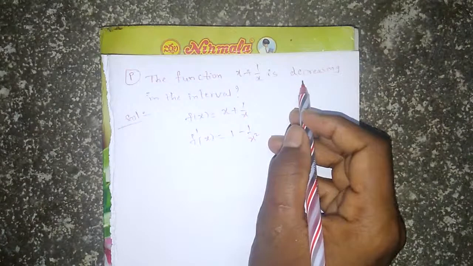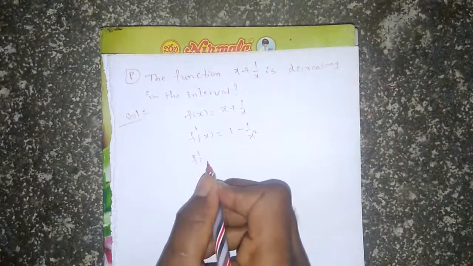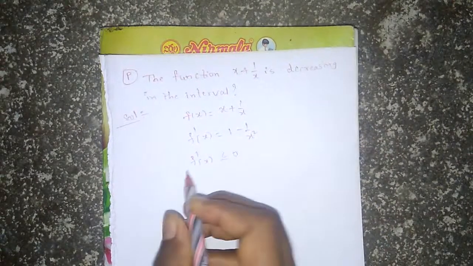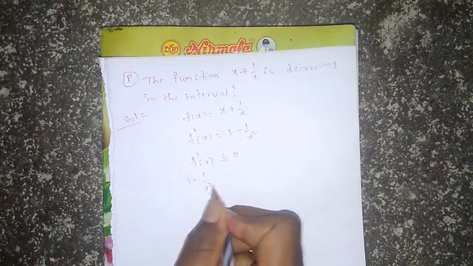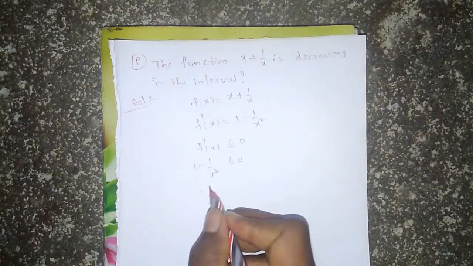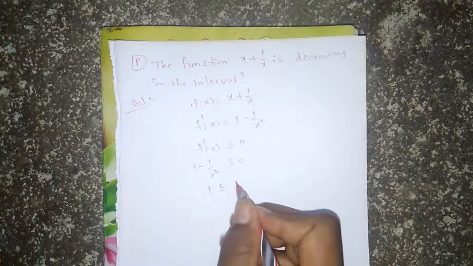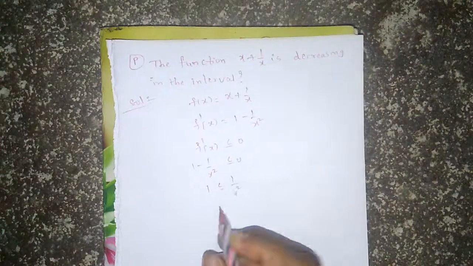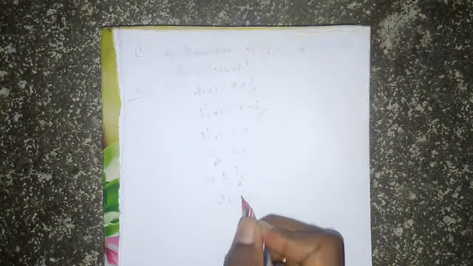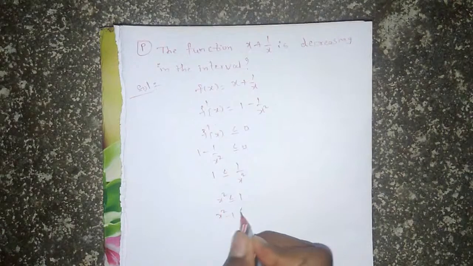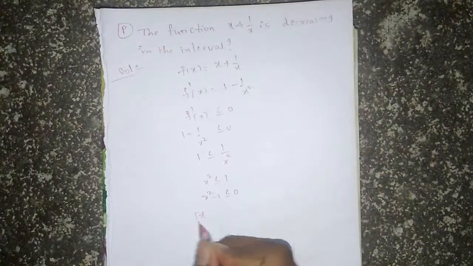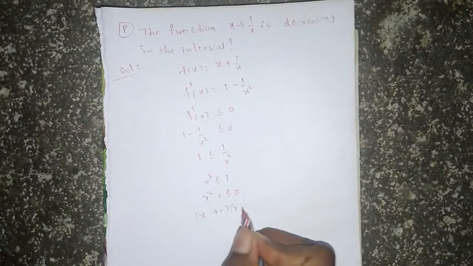So we need decreasing. Decreasing means f dash of x less than or is equal to 0, that is 1 minus 1 by x square less than or is equal to 0. 1 less than or equal to 1 by x square, that is x square less than or is equal to 1. X square minus 1 less than or is equal to 0, that is x plus 1 into x minus 1 less than or is equal to 0.